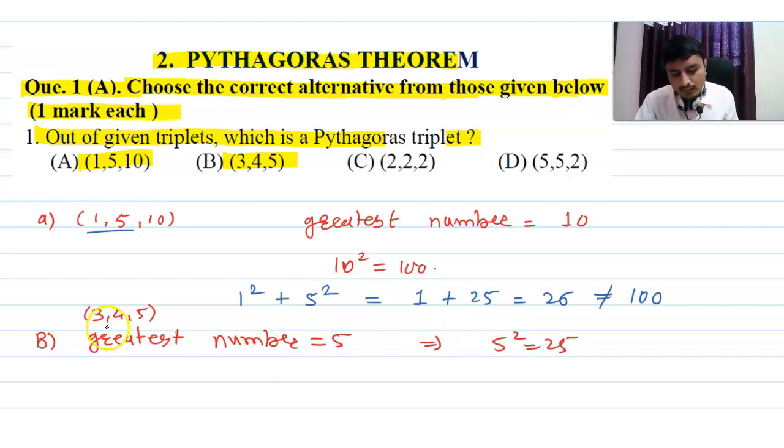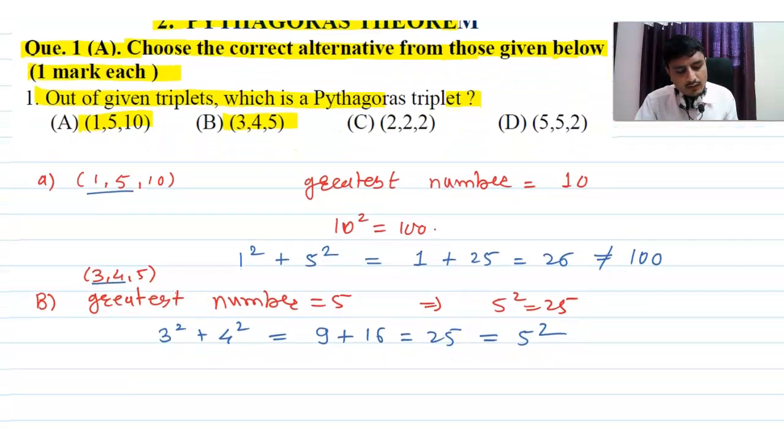Look at the next two numbers. We have 3 and 4. The sum of their squares, that means 3 square plus 4 square: 3 square is 9, 4 square is 16. 16 plus 9 is 25, and that 25 is equal to 5 square. So the given three numbers 3, 4, 5 are a Pythagoras triplet.